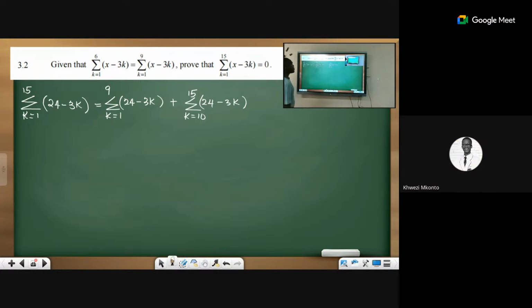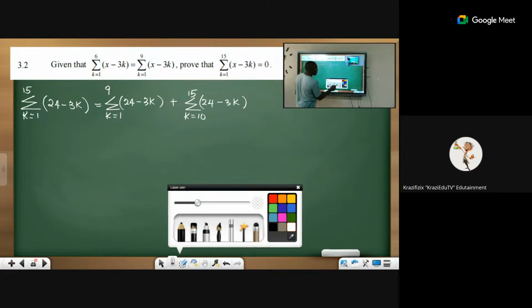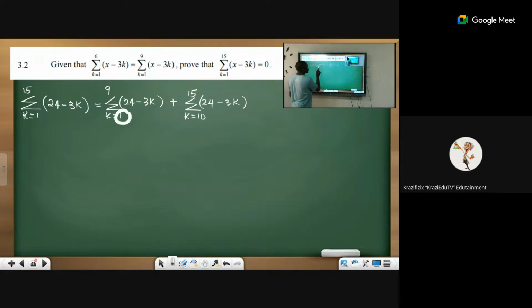Sorry, sir. How did you get that last one, 15 element, k equals 10? Now remember, I started from 1 to 9. Then the rest will be from 10 to 15. It's a way of just breaking it up.